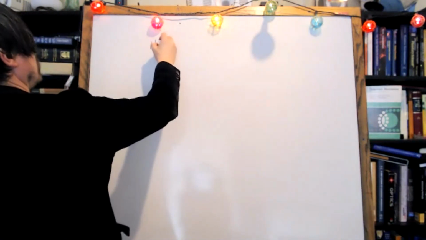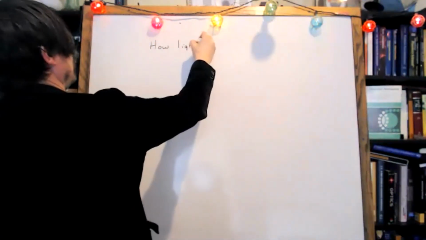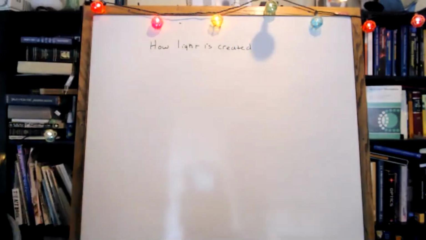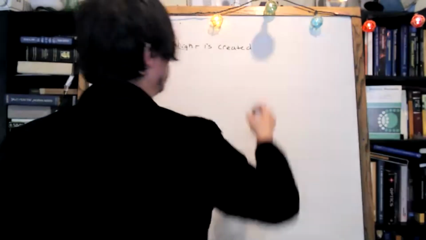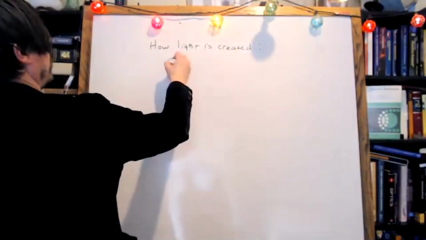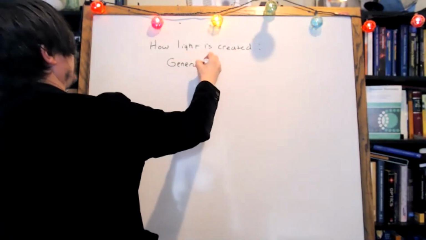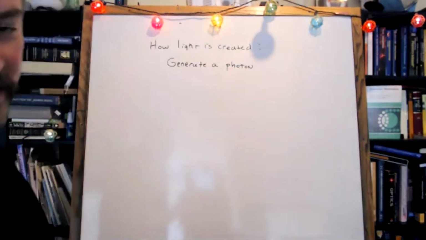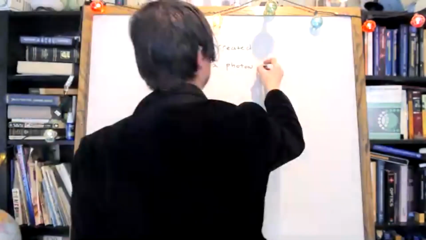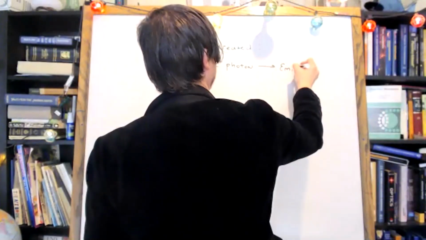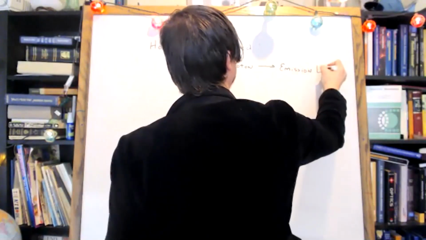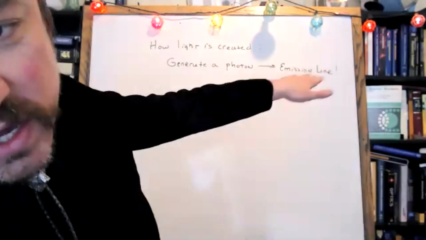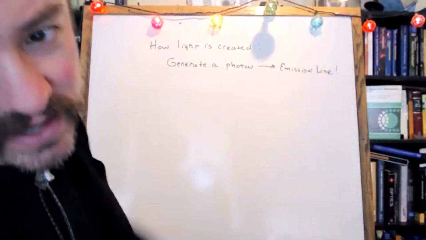This is how light is created. And this is the generation of a photon. We generate a photon, a single particle of light. And we're going to have another name for this. We're going to refer to it today as an emission line. And I'll explain why we call it an emission line. It's because of the way that we observe it in our laboratories.